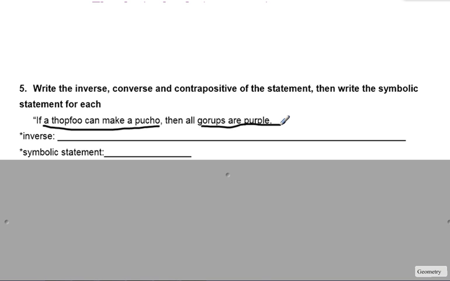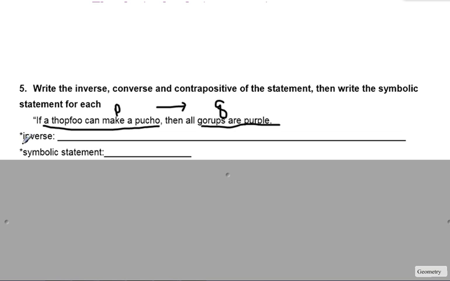But don't worry about the logic involved in this statement, or the sensibility of the statement. Let's just worry about the semantics of our hypothesis and our conclusion and how we perform the inverse of that conditional. So, a thought boo can make a poot show. That's our hypothesis. Then all go groups are purple. That's your conclusion, your Q. So if we were to write this symbolically, we always start with our original conditional being if P, then Q.